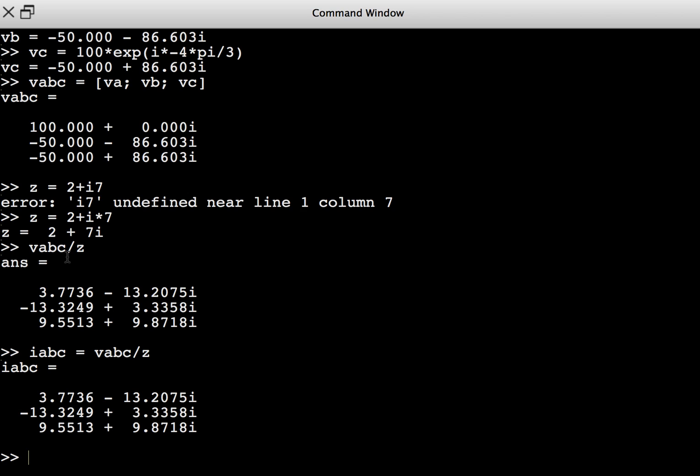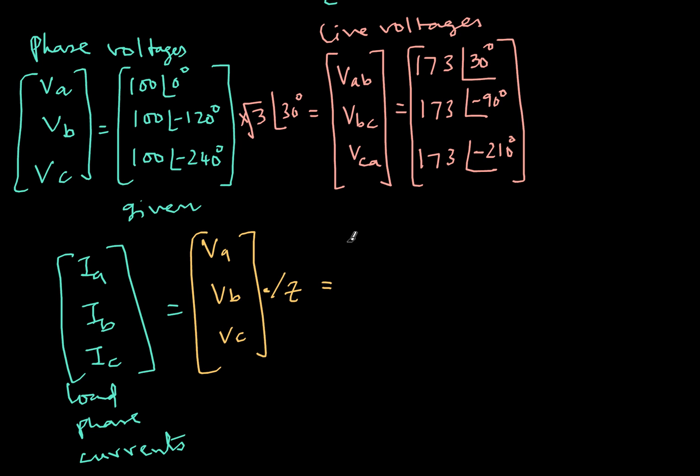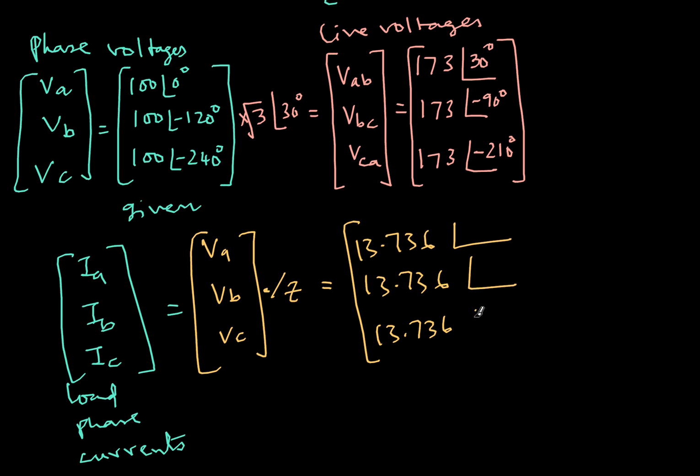I want to know the magnitude of this. So just say ABS of IABC. This will give me the absolute values, 13.736. So let me write it down. So IA, IB, IC is 13.736, 13.736 and 13.736. But what about the angle?